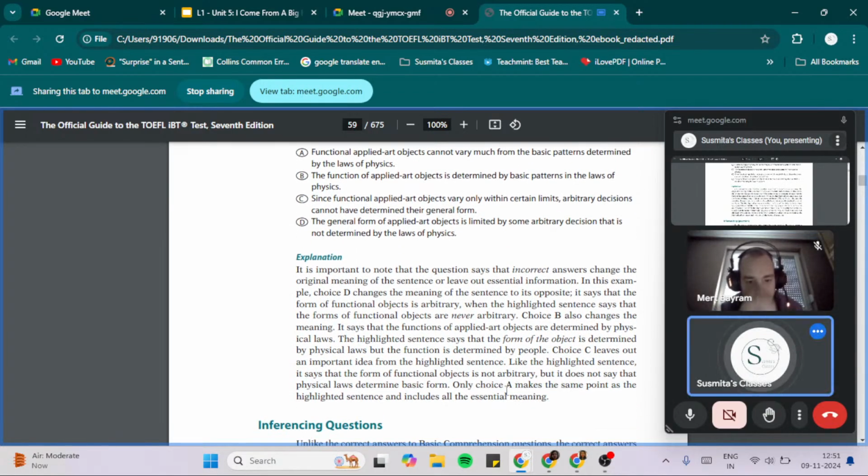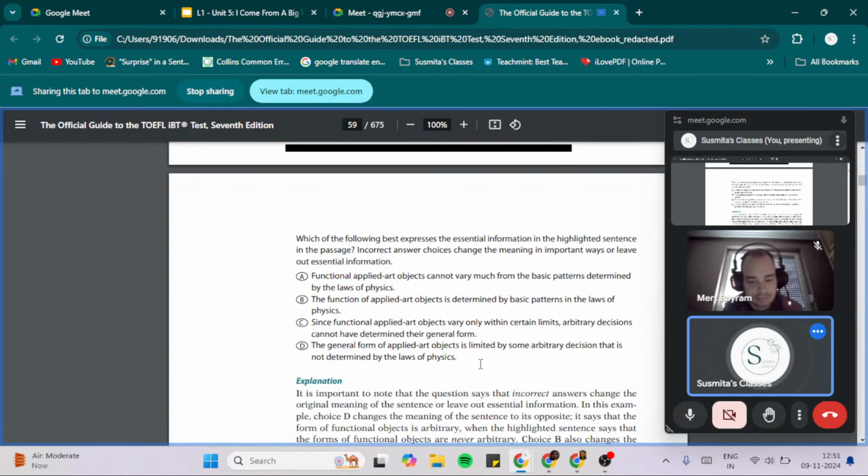The correct answer is A. Only choice A makes the same point as the highlighted sentence and includes all the essential meaning. Now, when you do your own studies tomorrow, I would say go through this question again and try solving it with a fresh perspective, because I know these are confusing questions. Everybody faces issues with this type of question. That's where you would need to practice a little bit.